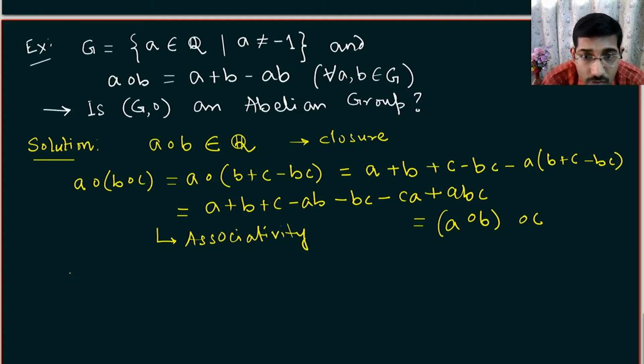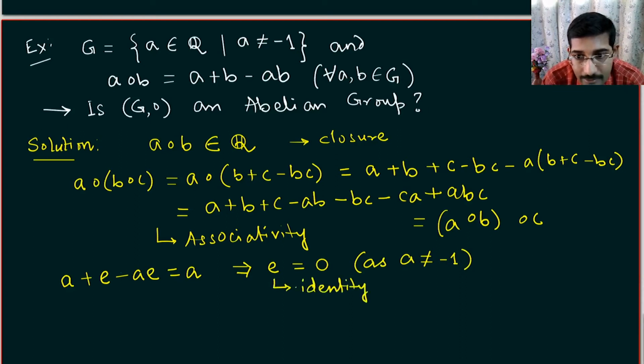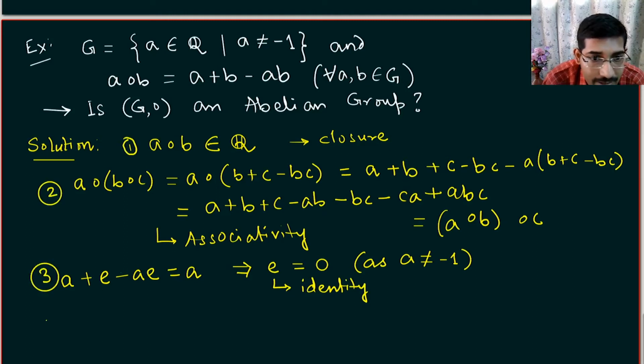Now the existence of identity element. To have an identity element, I need to prove A∘identity is equal to A. So A plus identity minus A into identity is equal to A, which gives me identity is equal to 0, as I have been given A not equal to -1. So this is my identity element of the set.